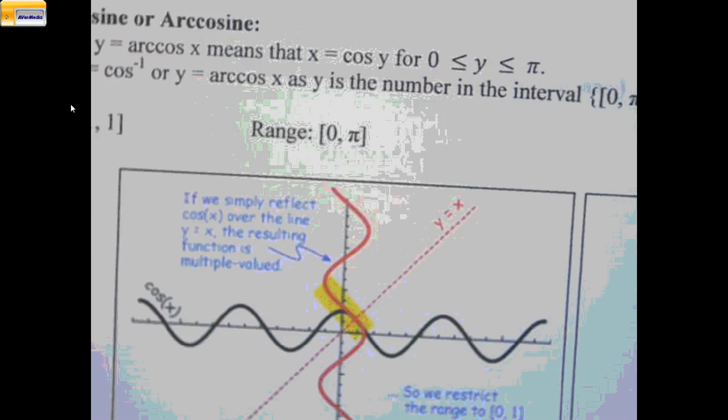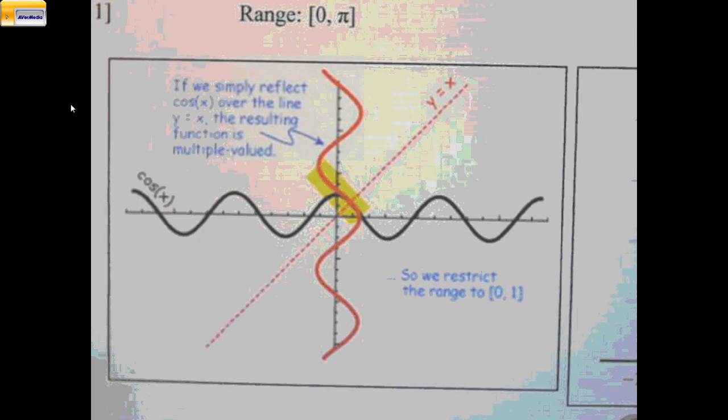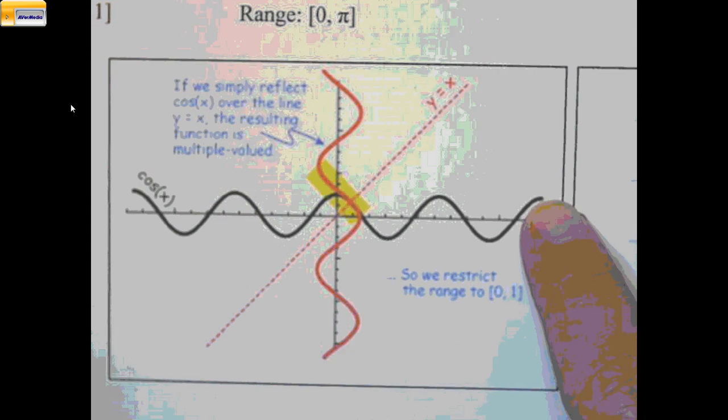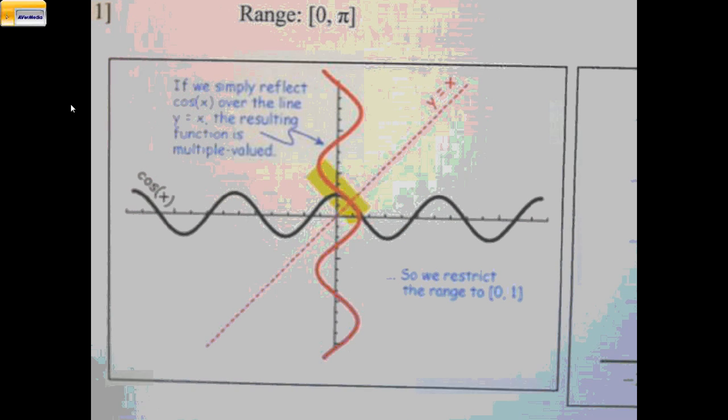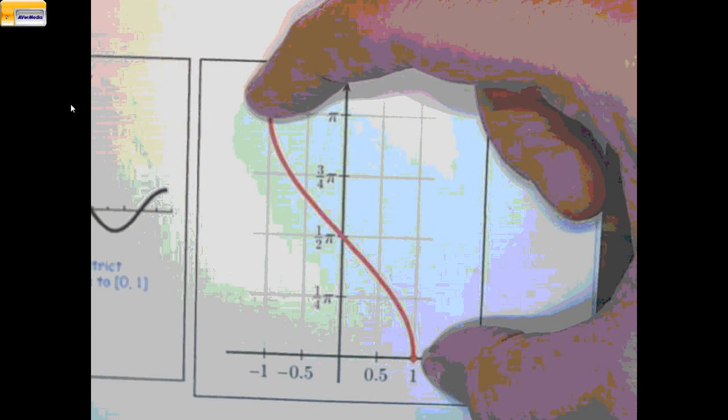Cosine kind of works the same way. Cosine's this one here in black. The inverse is the one in red. They only want to make it a one-to-one, so we only want to use the range that's between 0 and pi. That will make it a one-to-one function.